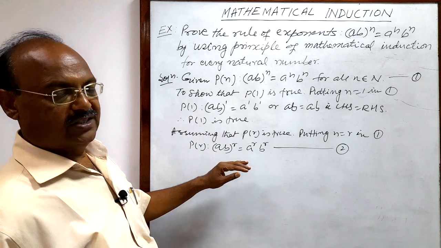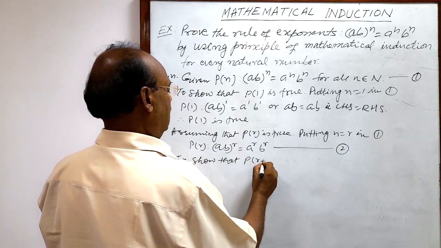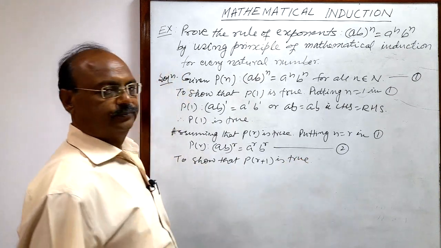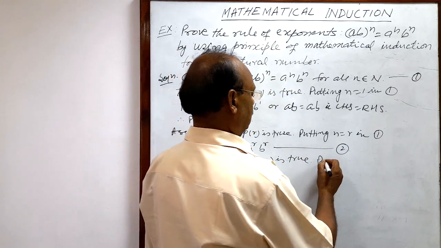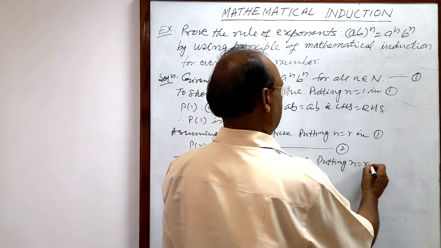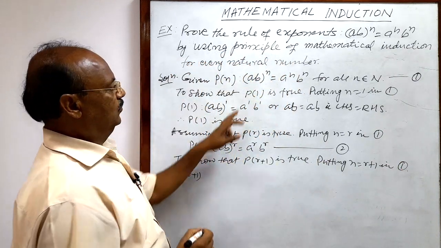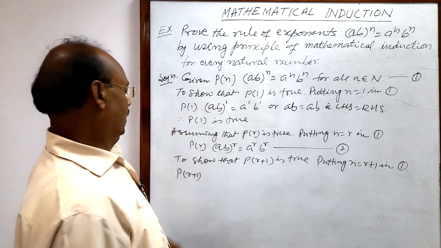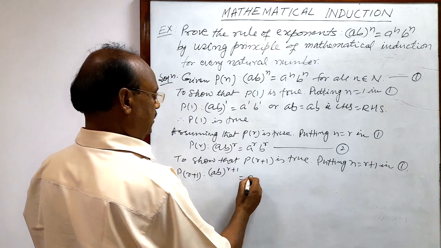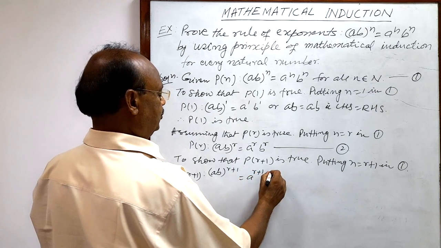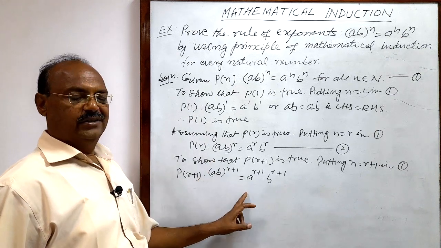Now the third and final step, where we have to show that P(r plus 1) is true. For this we put n equal to r plus 1 in relation number 1. We will get P(r plus 1), and the statement is (ab) whole to the power r plus 1 is equal to a to the power r plus 1 into b to the power r plus 1. We have to prove here that LHS is equal to RHS. This is the third and last step.